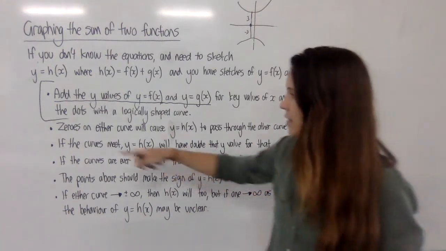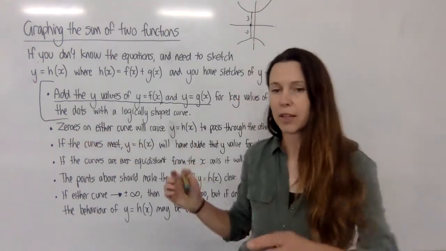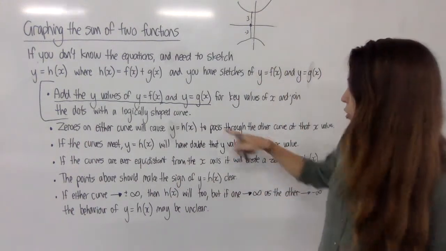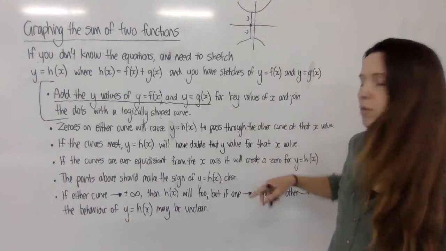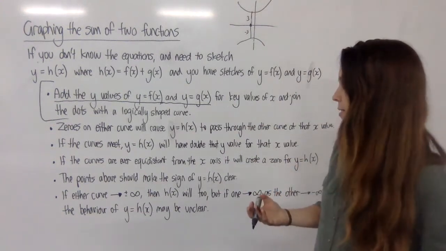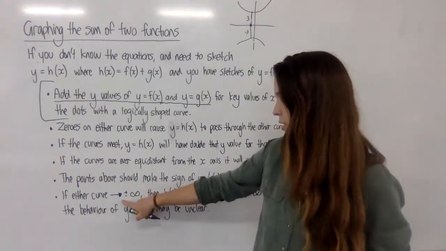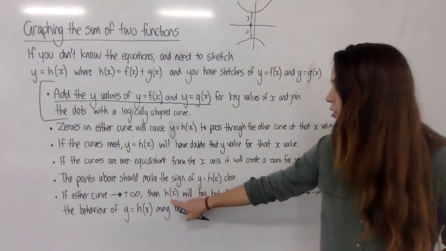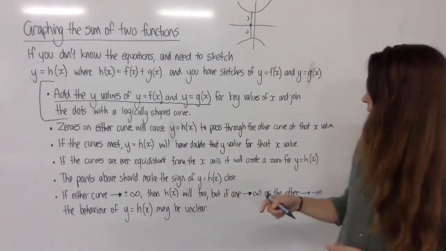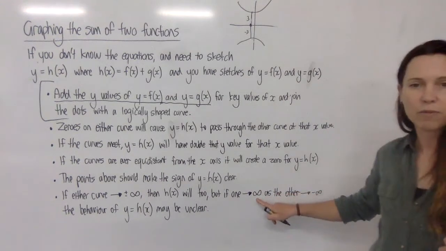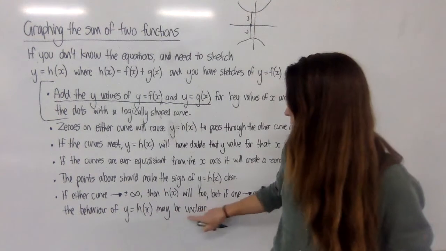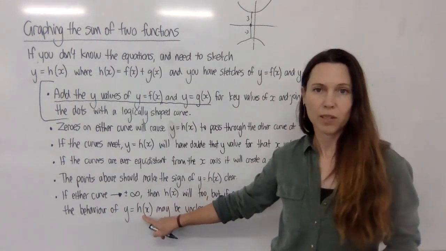So start with easy things like zeros or points that you can easily add together, put some dots for your new summed function, join them with a logically shaped curve, and that should make it fairly clear where it sits in space. Now, if either curve is going to approach plus or minus infinity, then generally your summed curve will also do that, okay? But if one is heading towards infinity while the other heads towards negative infinity, it might actually be quite unclear what the behaviour of your new summed curve is.